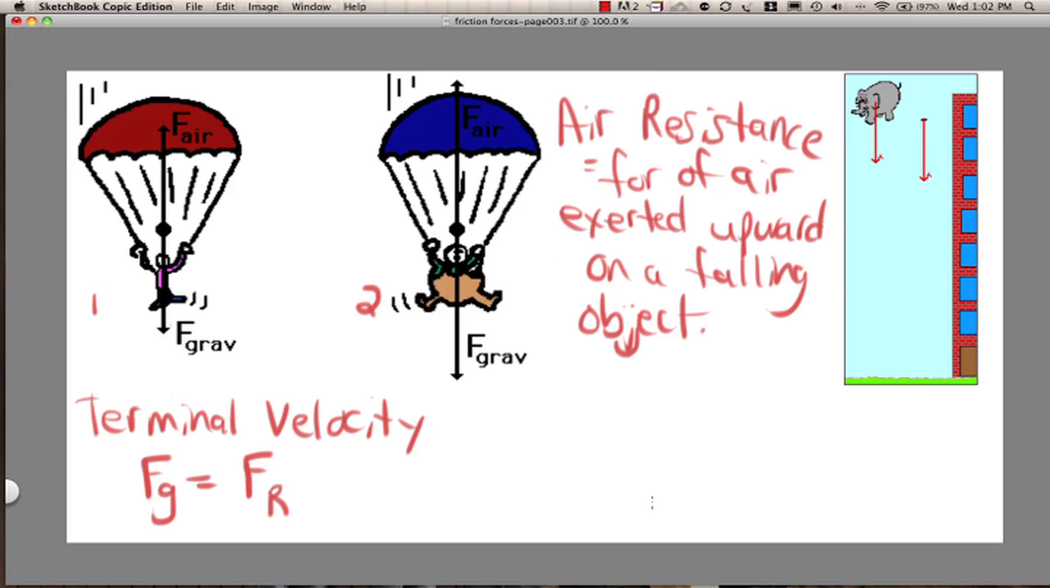Now over here, this picture is showing an elephant and a feather going off of a building. Well, the feather almost immediately has an upward force of air equaling its downward weight, and reaches terminal velocity very, very quickly. The elephant, I'm afraid, will take a long time to reach terminal velocity and probably won't be hitting the ground at terminal velocity at all, because there's not enough time for his weight to be equaled.